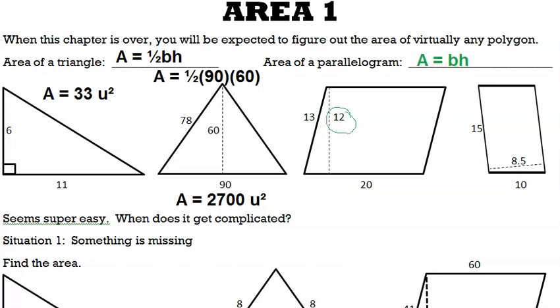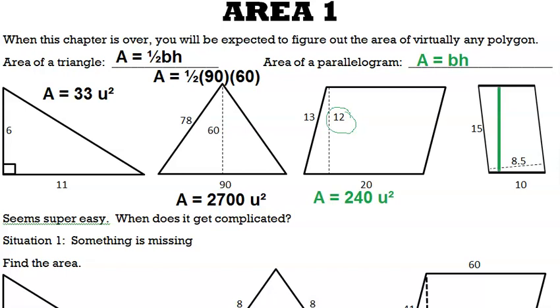All right, speaking of, if you're going to go through that problem and you're going to do the area of the whole thing, you're going to do 20 times 12. The base is 20, the height is 12. Ignore the 13, it's not important, and you get 240 units squared. Last but not least, in this picture right here, you've got a 10 and a 15 and an 8.5. What in the world are we going to do to figure out the area? Well, here's the problem. You need a base, you need a height. We don't have a height.